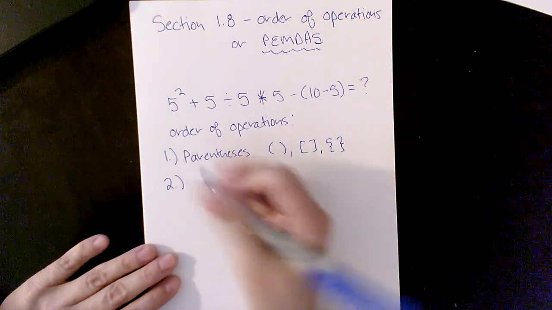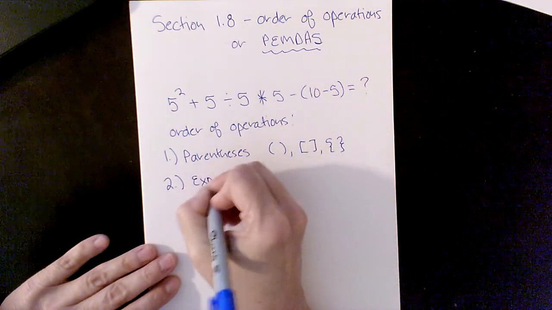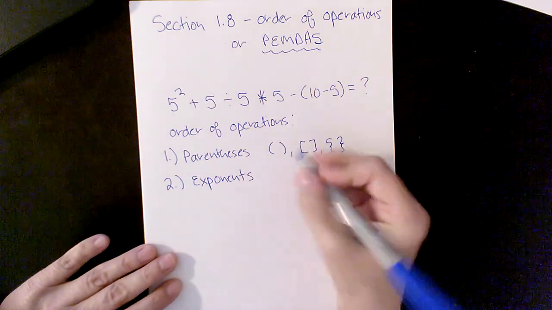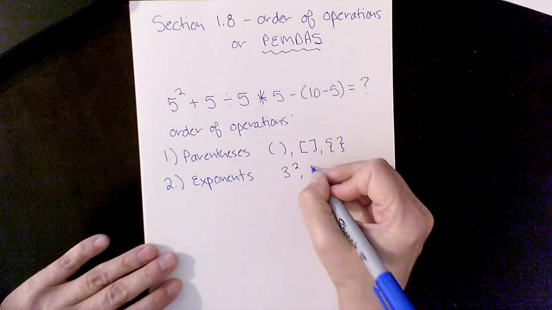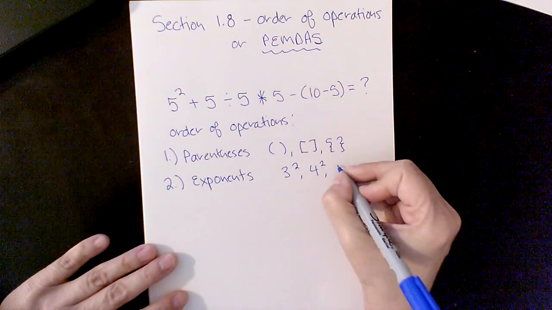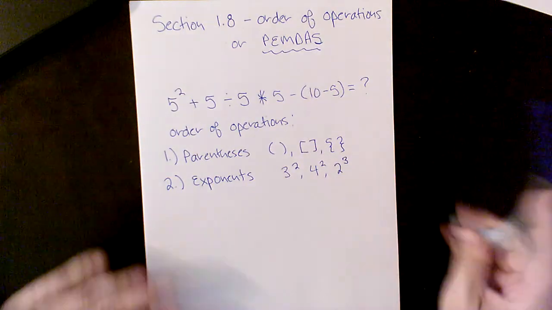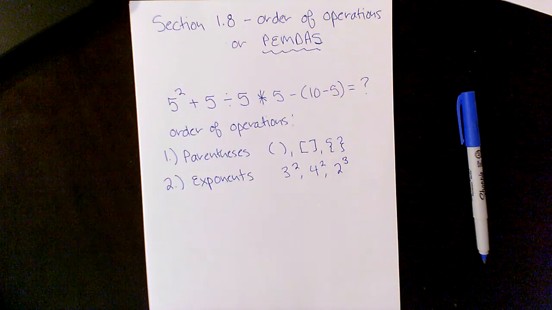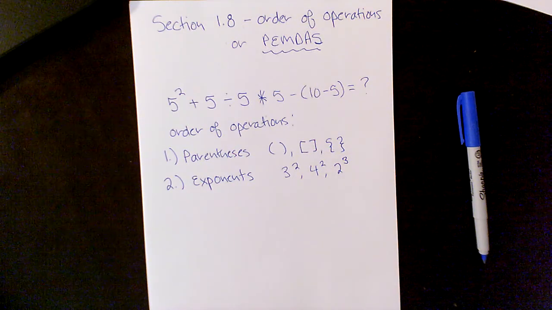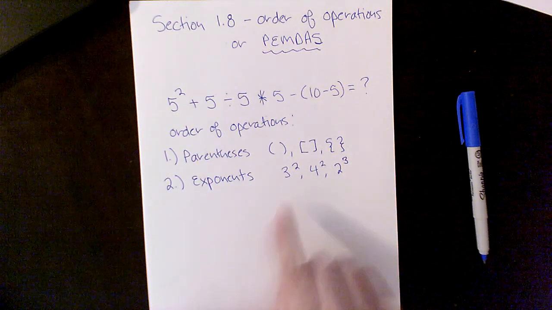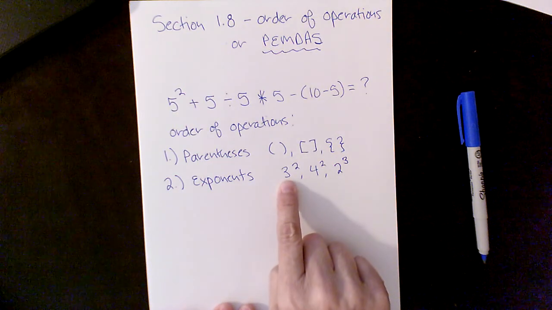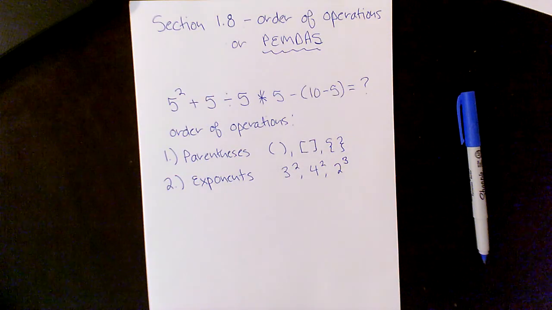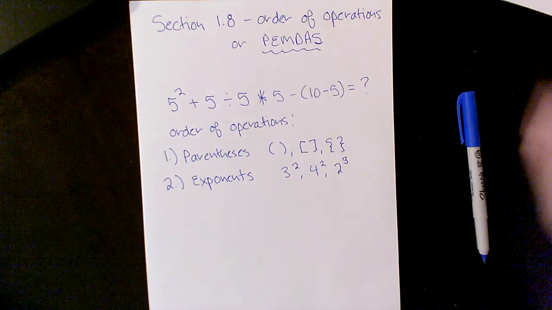So second, after we do parentheses, we're going to be doing exponents. And exponents look like something like 3 squared, 4 squared, 2 to the third power, or 2 cubed. Anything with the base, which is this number 3, raised to a power, is an exponent. So we're going to do exponents always second.